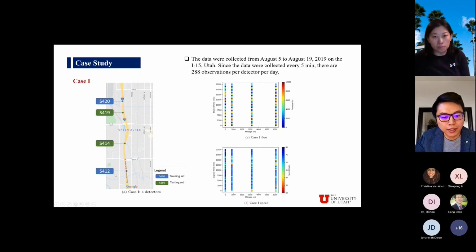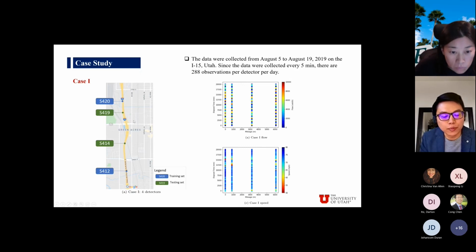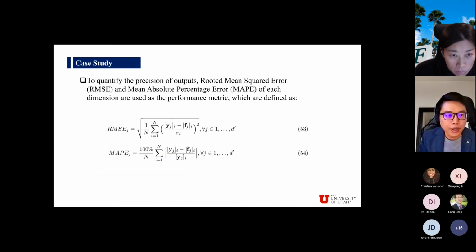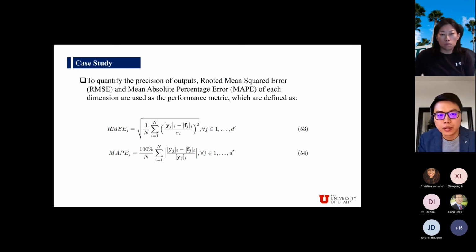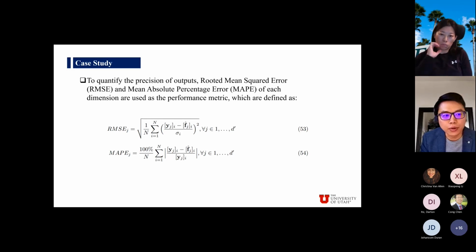Here we have the data from four detectors, and we use the blue ones for training and the green one for testing. In other words, we take the data from the blue ones as input and build the machine learning model. Then we try to estimate the traffic flow patterns at the location with the green sensor. Then we make the comparison to do the model assessment. To quantify the performance of the model, we use RMSE, root mean square error, and MAPE, mean absolute percentage error, as the performance metrics for the evaluation.